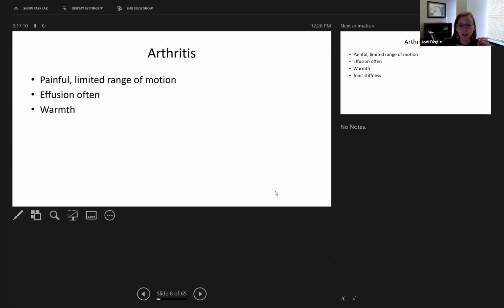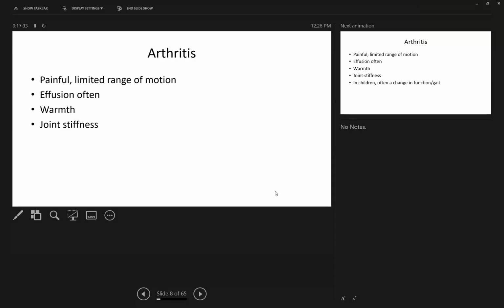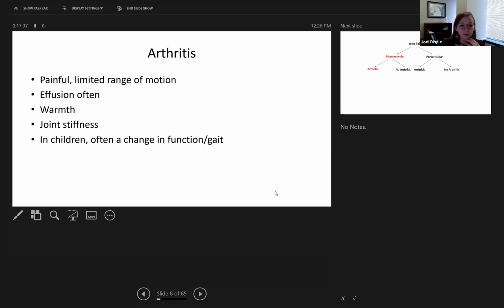There's often warmth in the joint when there's arthritis, and often stiffness. So to tease that out, I'll ask about mornings, whether they wake up with morning stiffness, or sometimes after a long car ride, if they feel stiff. For babies and toddlers, I'll ask about mornings, specifically if they're just cranky in the morning and want to be held, can often be a sign of morning stiffness.